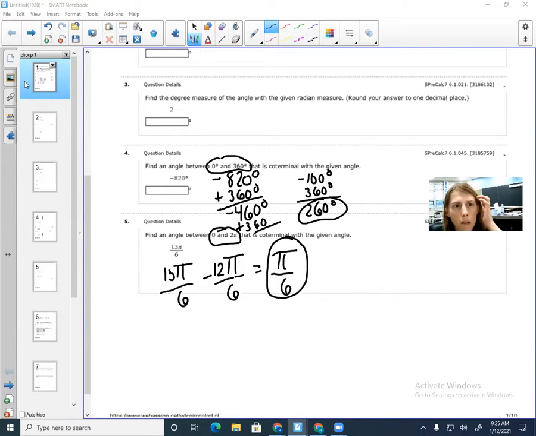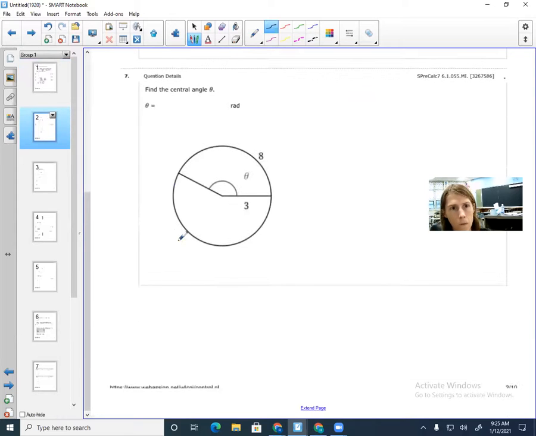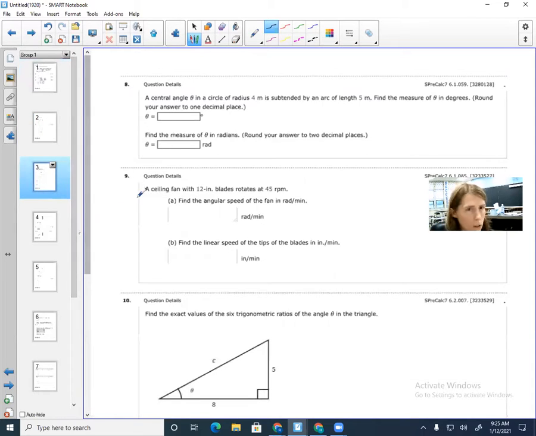All right, number 8. Page 8. It's page 3 for me, but I think it's page 2 on your guys's. The central angle in a circle of radius 4 is subtended by an arc length of 5 meters. Find the measure of theta in degrees, round your answer to 1 decimal place.